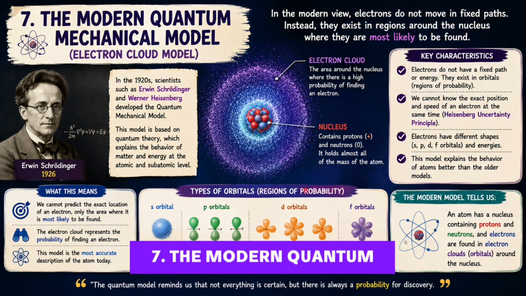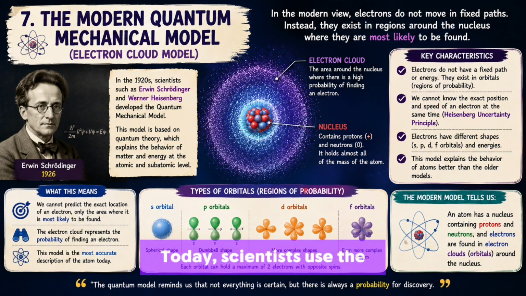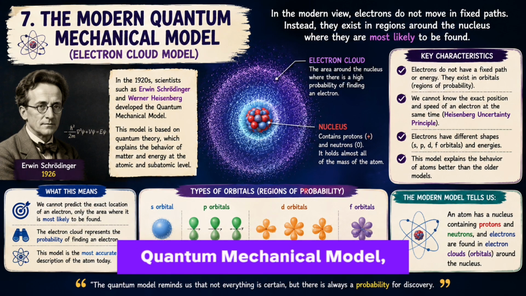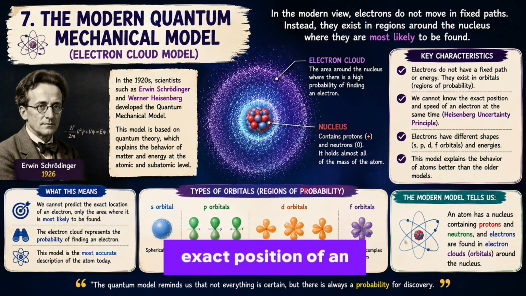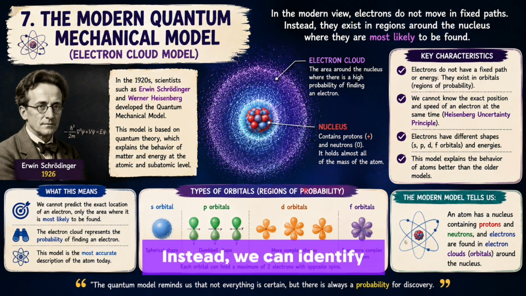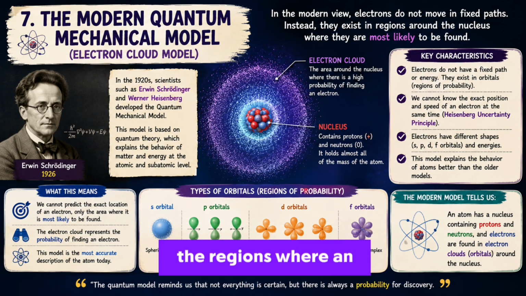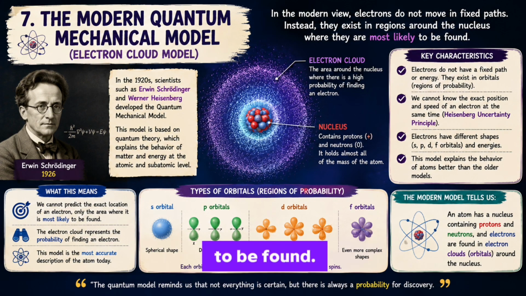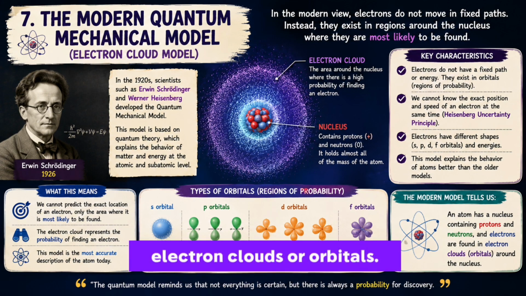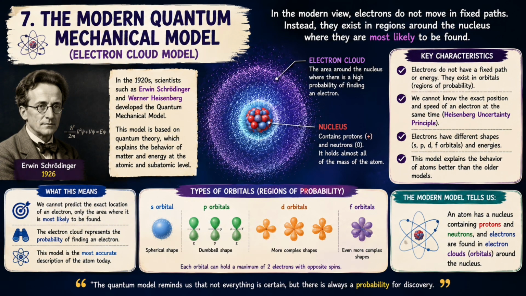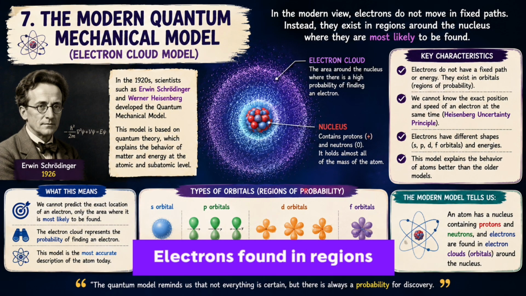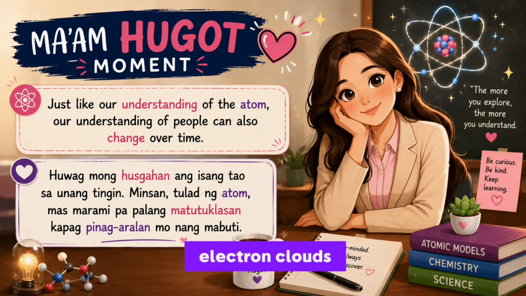7. The modern quantum mechanical model. Today, scientists use the quantum mechanical model, also called the electron cloud model. According to this model, we cannot determine the exact position of an electron at every moment. Instead, we can identify the regions where an electron is most likely to be found. These regions are called electron clouds or orbitals. The modern model tells us that an atom has a nucleus containing protons and neutrons, and electrons found in regions around the nucleus called electron clouds.